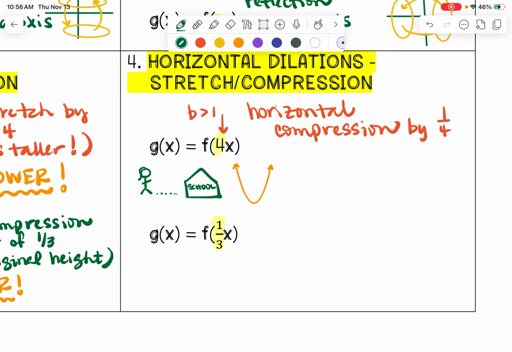If I'm going 4 times my normal speed, then I'm going to get there in a fourth of the time, right? Which is why it's a horizontal compression by 1/4. I'm going 4 times faster. So I get there in a fourth of the time, which makes this a narrower parabola.